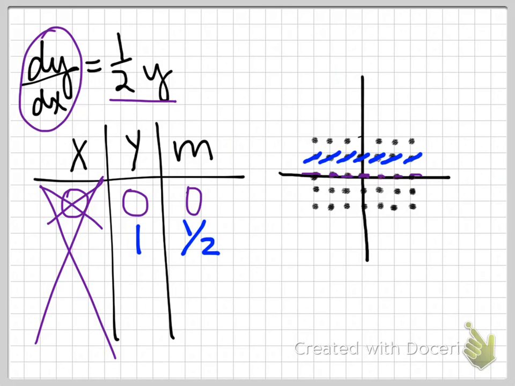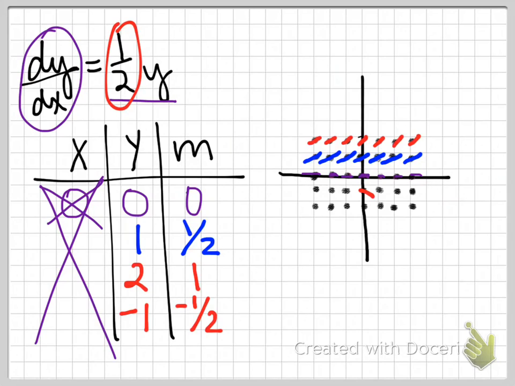When my y value is 2, I'm going to have 1/2 times 2, which is 1. So across the 2's, my slope's going to be 1, which is a 45-degree angle. That's the easy one, even though my drawings aren't great. When y is -1, I'm going to have -1/2 for my slope. So that's going to be kind of shallow going this way.